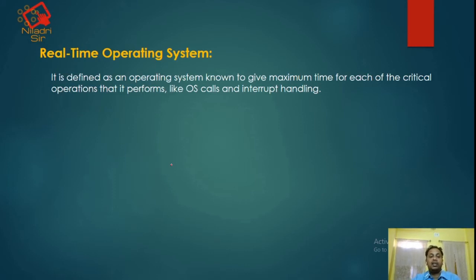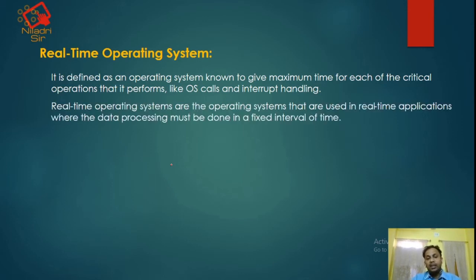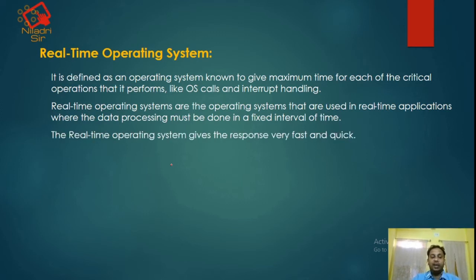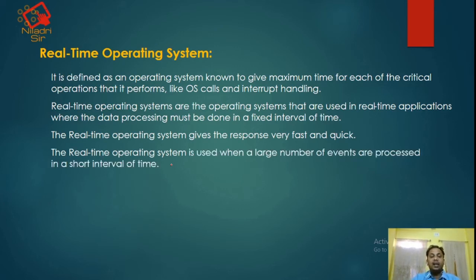A real-time operating system is defined as an operating system known to give maximum time to each of the critical operations that it performs, like operating system calls and interrupt handling. Real-time operating systems are used in real-time applications where the data processing must be done in a fixed interval of time. So in a real-time operating system, some work is done in a fixed time interval. The real-time operating system gives the response very fast and quickly. And it is used when a large number of events are processed in a short interval of time.